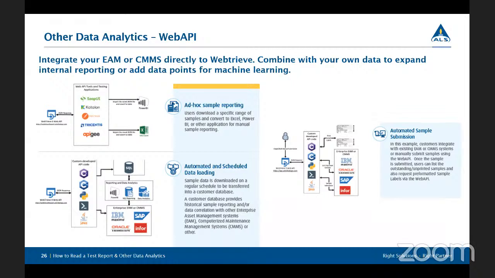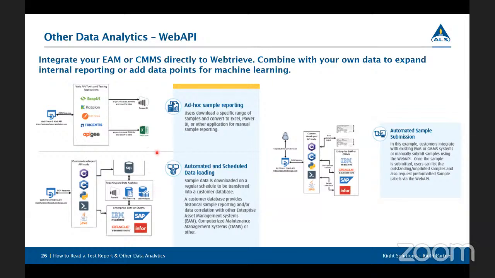So some of the features that it has is ad hoc sample reporting. So you can see here on the top left, you can get a JSON response from our API. It can be interpreted and pushed into either Power BI or Excel or any other reporting program that you're using internally. So maybe you just want to generate reports in your own format or supplement it with other data that you have on your end. You can use our web API to do that and streamline it.